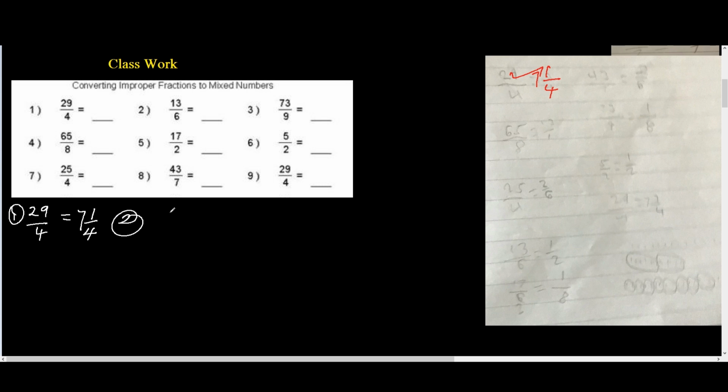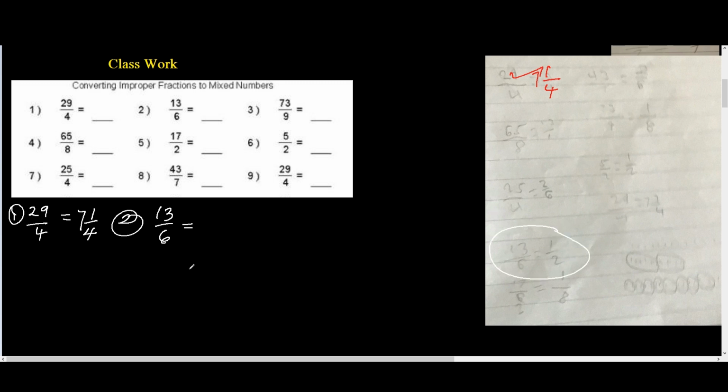number 2, we have 13 over 6. How many 6s? Okay, you didn't do that as number 2, or what? Did you do this number 2? Yes. Okay, where is it? It's at the bottom. Okay, at the bottom. 13. Okay, yeah, I've seen it here.